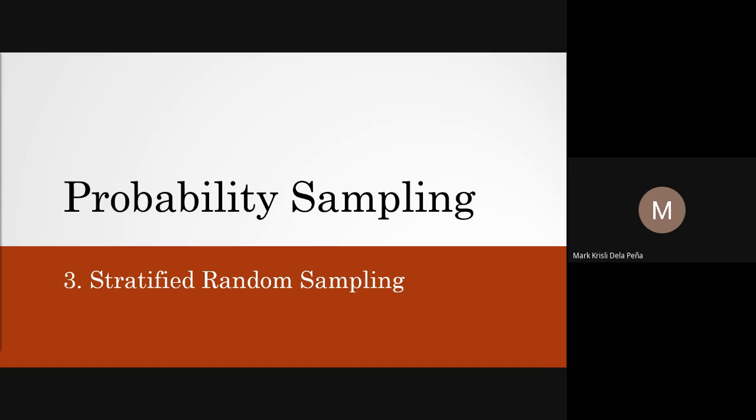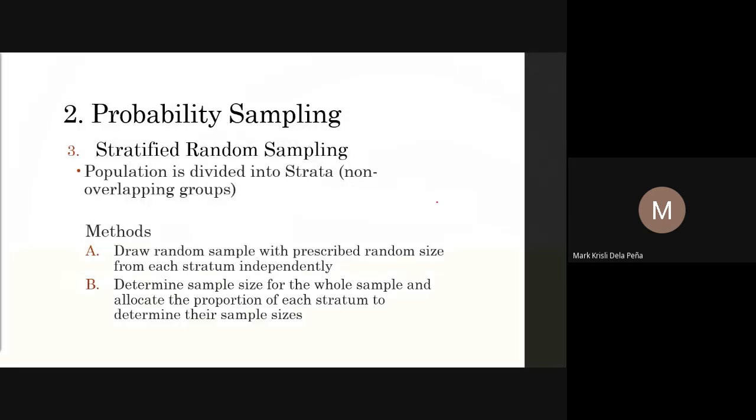Now, in this video, we will be discussing stratified random sampling. We have two different methods under stratified random sampling. Let's discuss the two. In stratified random sampling, we divide the population into what we call strata, or non-overlapping groups. We group them into strata. One group is called the stratum.